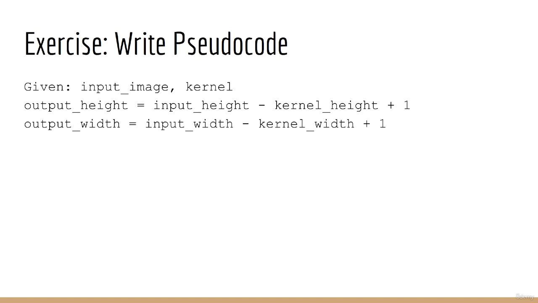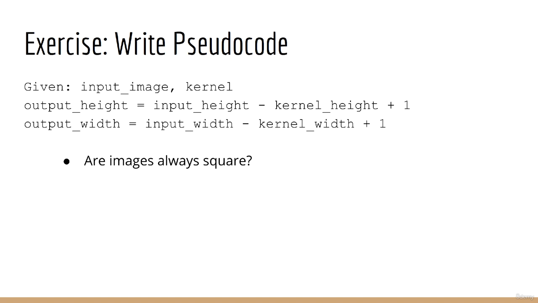So the first step in our pseudocode is to initialize the output array. But here's another detail you may have not considered. The output height will be the input height minus kernel height plus 1. The output width will be the input width minus kernel width plus 1. But in our example, both our image and kernel were square. So you might be wondering, is this always the case?